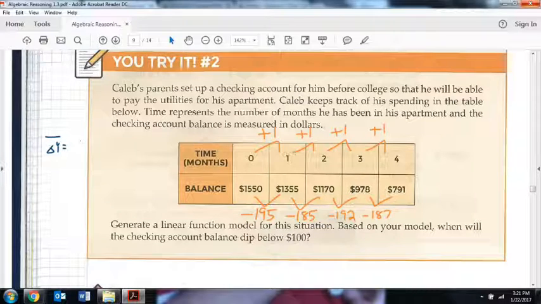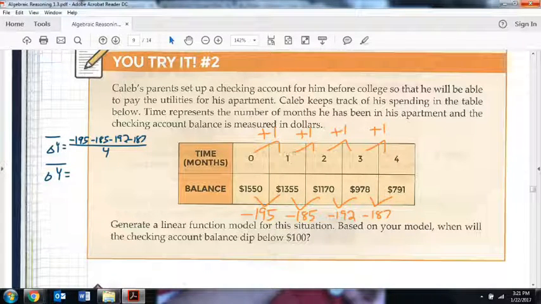So we're going to use them to find an average change in y. The average change in y is negative 195, minus 185, minus 192, minus 187, and since there are 4 of them, we're going to divide by 4. When you put that in your calculator, you get 189.75, so I'm going to round it up to 189.8, because of the 5 at the end.